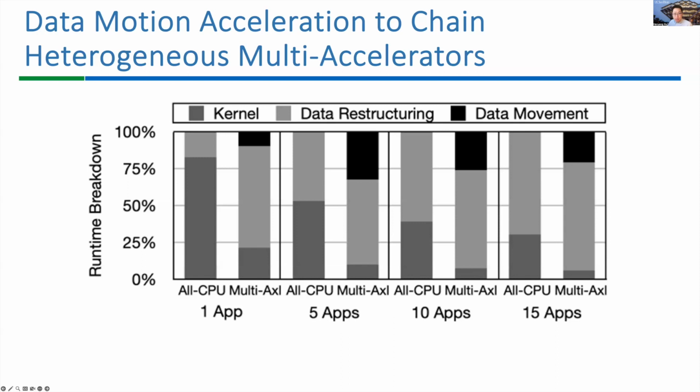To address this challenge, the proposed solution, data motion acceleration, integrates data restructuring accelerators with each DSA, optimizing data flow and mitigating data motion overhead in a heterogeneous cross-domain multi-accelerator data center.